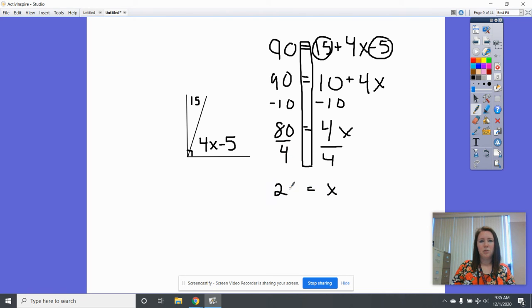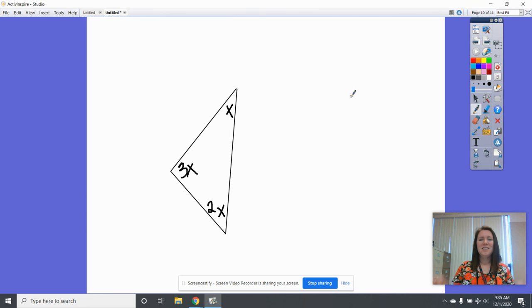And x equals 20. But I'm not actually done yet. I have to plug it back in. This one's great because I already know that this is just 15. There's no x, so there's nothing to plug in. But I do have to plug in a 20 right there. So it's 4 times 20 minus 5, and that equals 75. And we can check our work. 15 plus 75 does equal 90. And this is our last one.